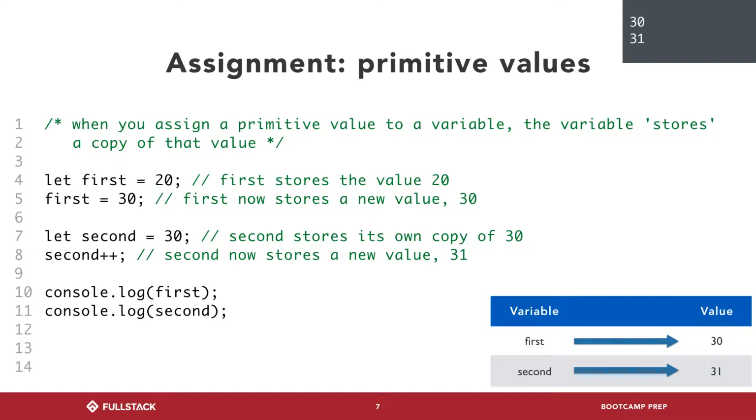And so on line 7, we're creating a second variable. We're saying 30 is a primitive value. It happens to equal this, but it's still its own value. Let's draw this line here. Then line 8 is doing plus plus, which really creates this new value called 31, and then redraws the arrow from second to 31. So now when I console log out first and second, I get 30 and 31.